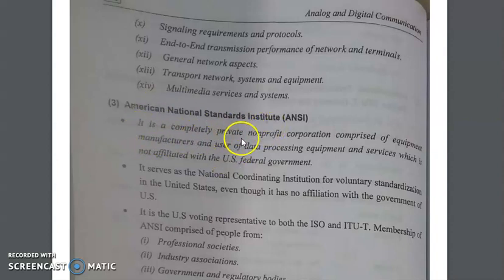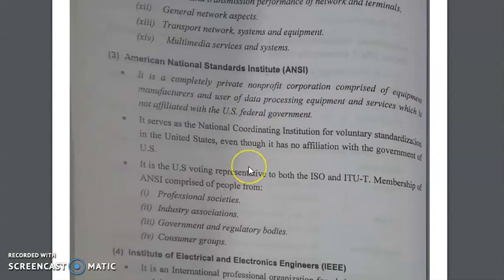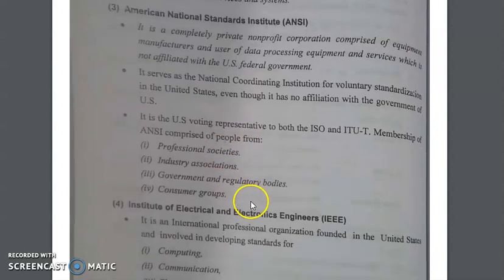Third one, American National Standard Institute. It is a completely private non-profit corporation comprised of equipment manufacturers and users of data processing equipment and services, which is not affiliated with the US federal government. ANSI comprises people from professional societies, industry associations, government and regulatory bodies, and consumer groups.